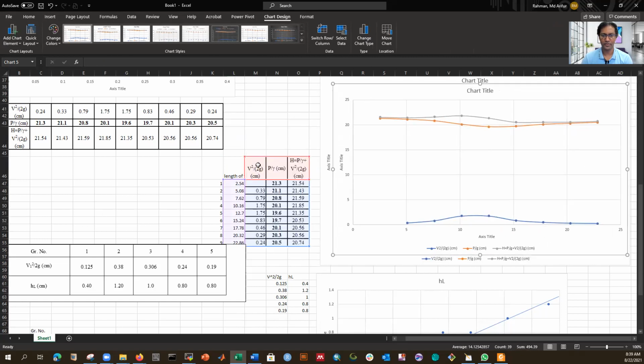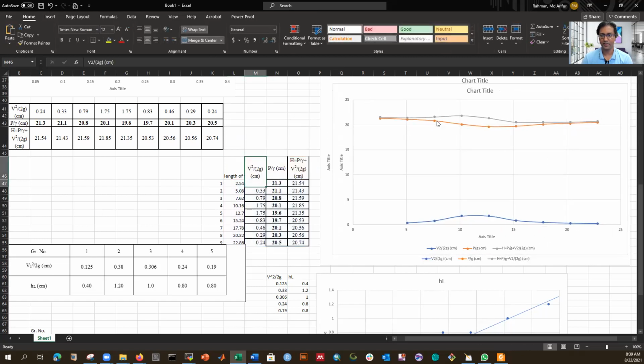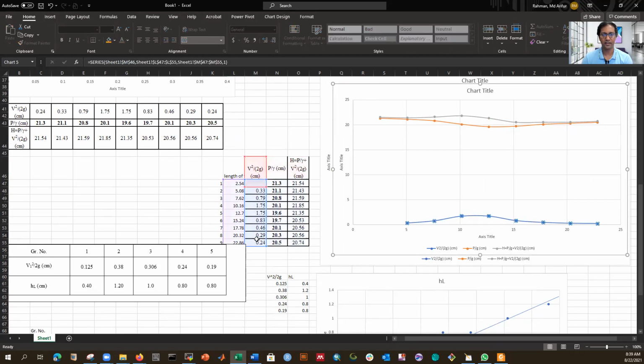So which one is for which? If I select this one, see, that one should be velocity, right? This should be velocity. You saw that. See, this is the velocity head. When the section is narrow in the middle of the passes, we have higher velocity, and at the beginning and at the end, the section is wider, we have less velocity. So velocity head is also lower.